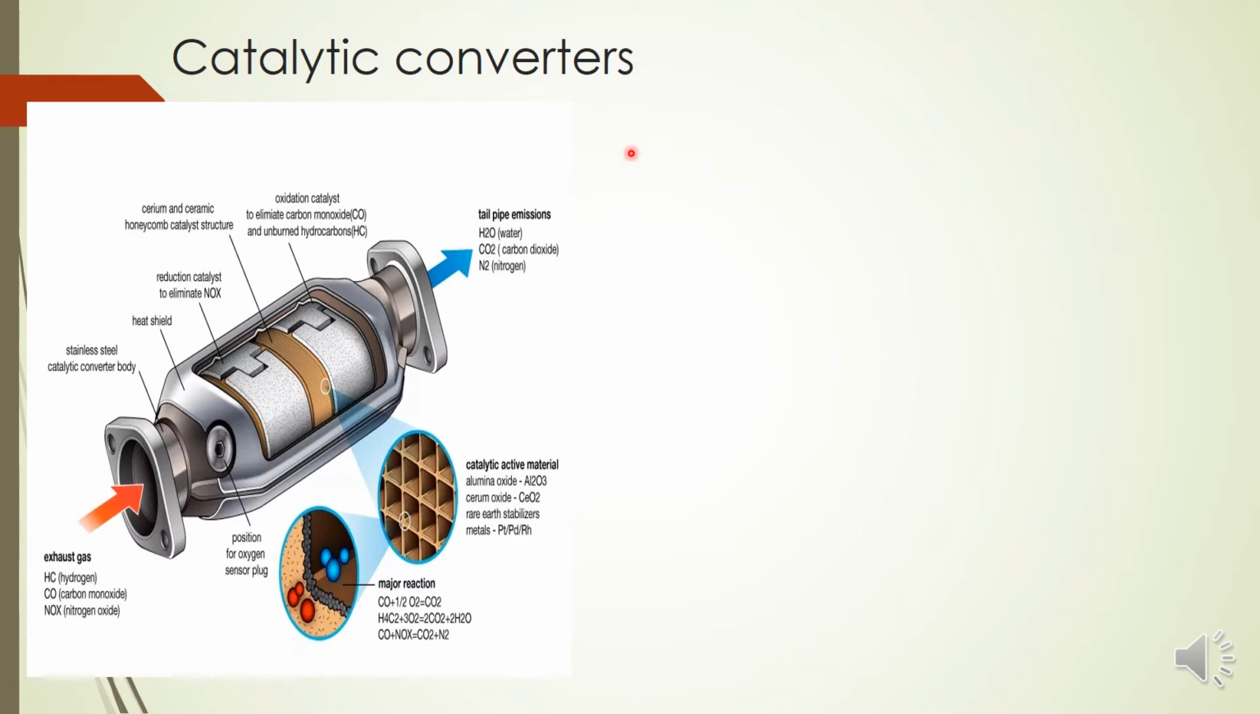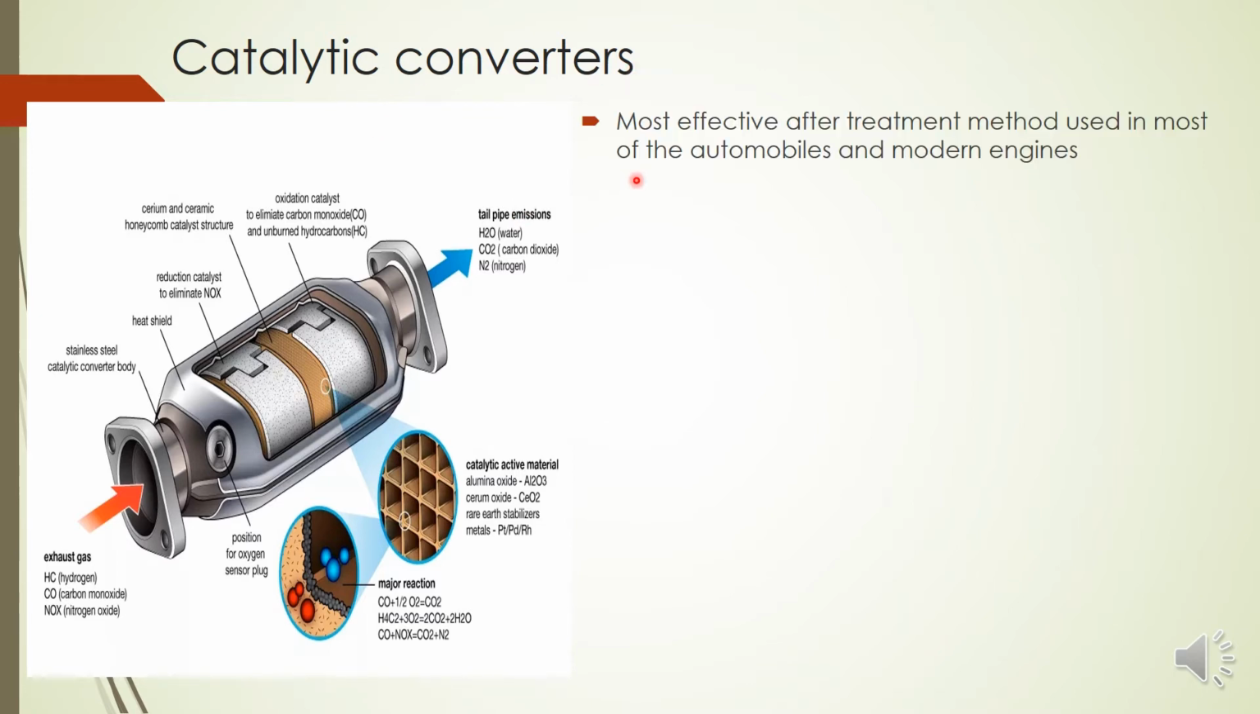So what is a catalytic converter? Most of the modern vehicles use this as an effective after treatment method. So in this method, like the thermal converter and the catalytic converter, we are treating the gas after its production in the engine. So it is an after treatment method that is used in most of the automobiles and modern engines.